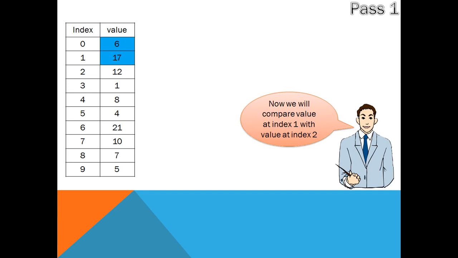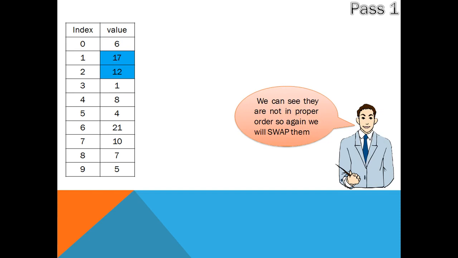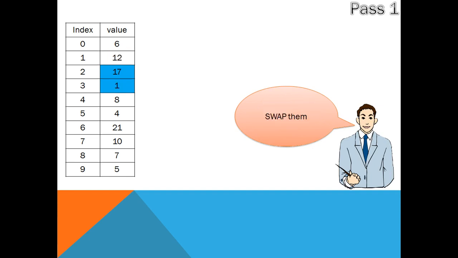Now our next comparison will be index 1 with index 2, that is 17 and 12. Once again they are not in proper order, so swap them. Now we will compare index 2 with index 3, that is 17 and 1. Once again they are not in proper order, so they are swapped. Now the next pair, 17 and 8, are compared; they are not in proper order, therefore swapped. Next 17 and 4 will be compared, not in proper order, therefore swapped.